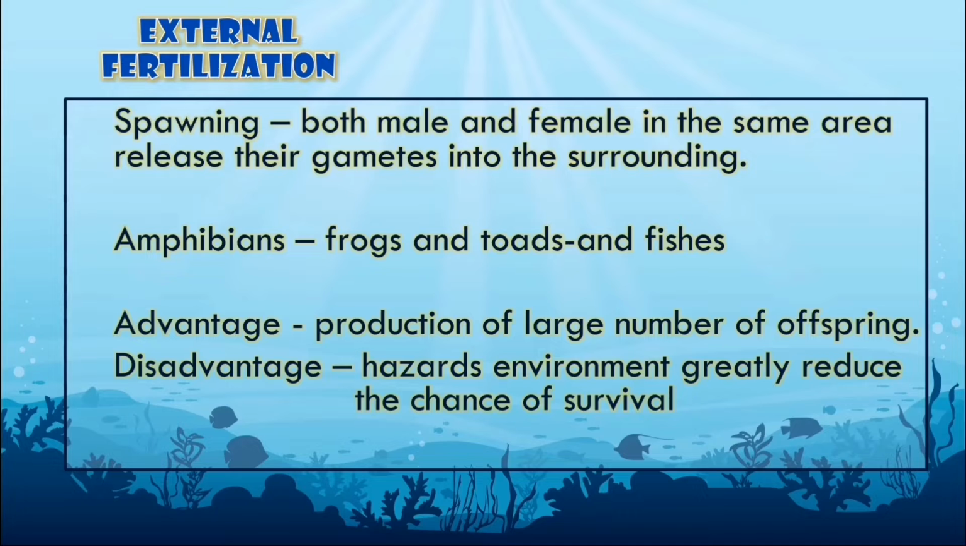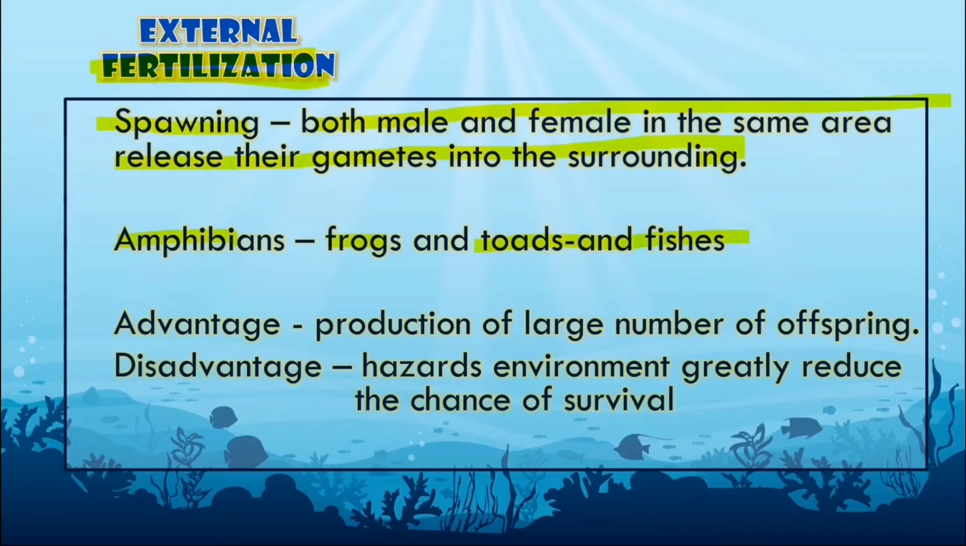So, what will happen? They are undergoing spawning. Spawning wherein both male and female in the same area release their gametes into the surroundings. So, what will happen is, the female frog will produce egg cells. The male frog will then produce sperm cells in the water. So, in this area, they both produce, so the fertilization can occur.